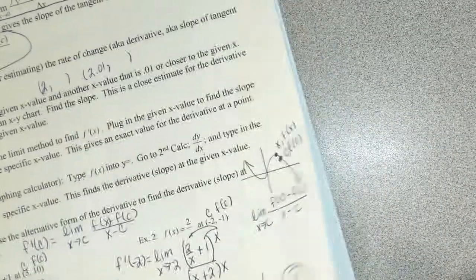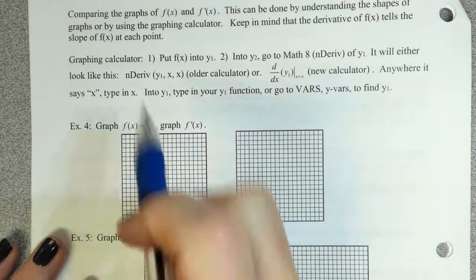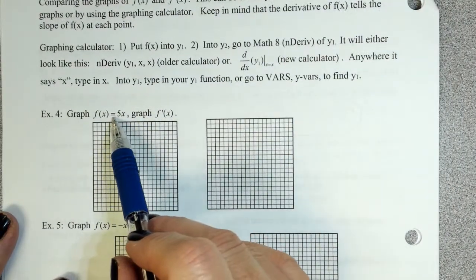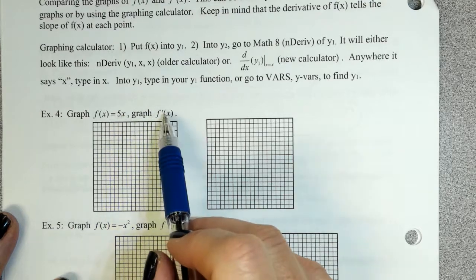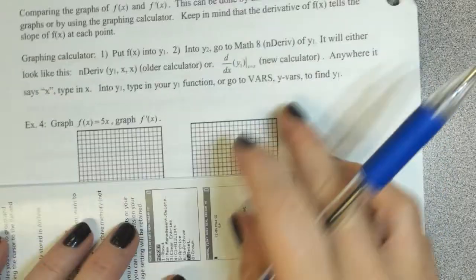All right, let's go over to the back now. On this page, we're going to be graphing functions. So we're going to be graphing an original function, and then we're also going to graph the derivative of it. So what would the derivative look like? All right, so what we want to do here then, let's make our axes.